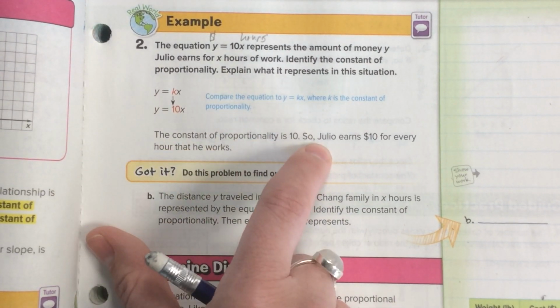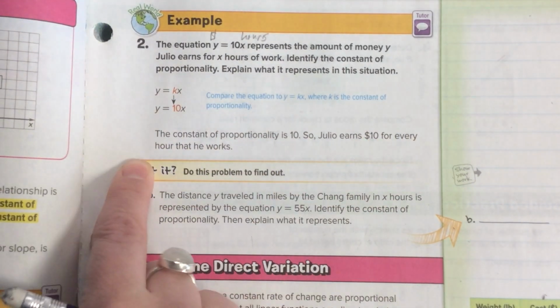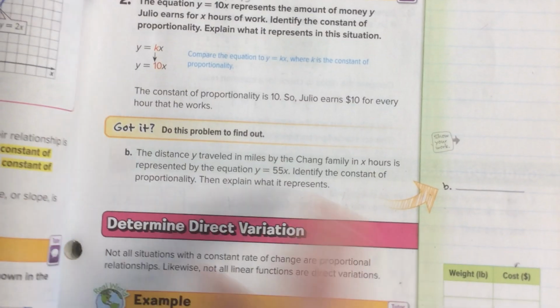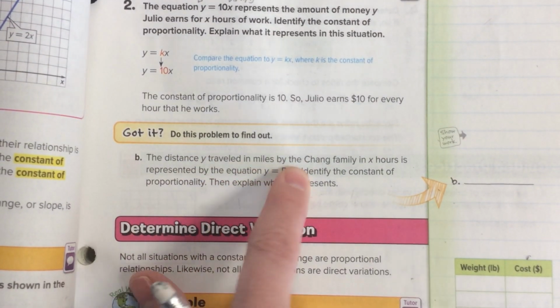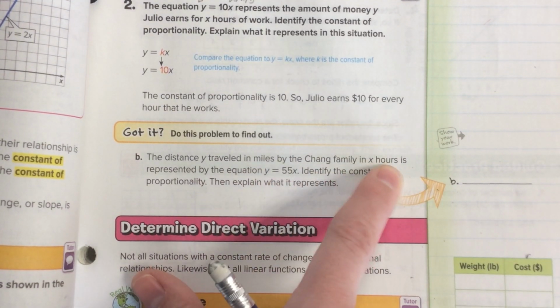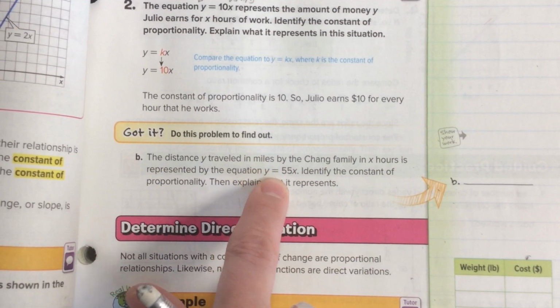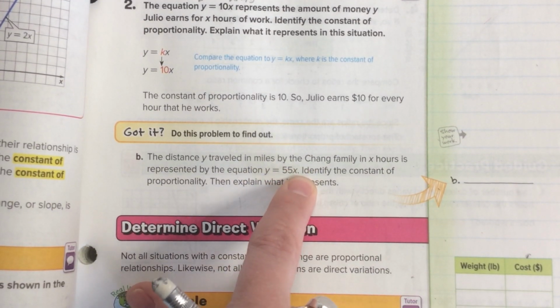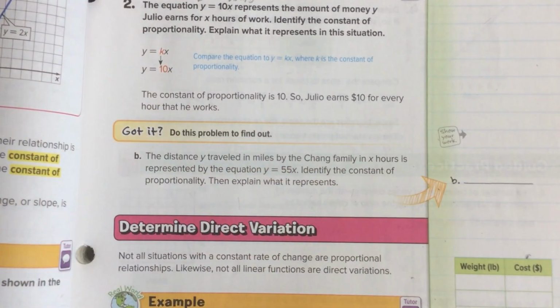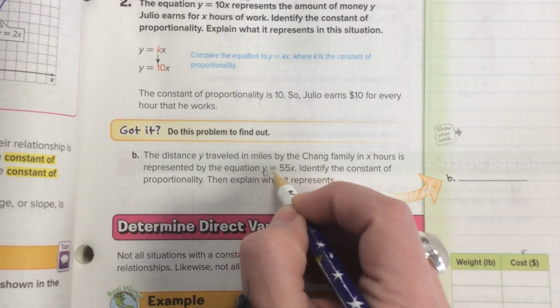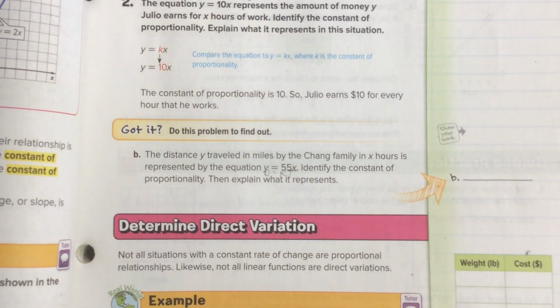So the constant of proportionality: Hurley earns $10 for every hour that he works. Okay, so I told you these equations were coming. The distance y traveled in miles by the Ching family in x hours is represented by this equation. So again, distance equals rate times time. And that's a formula you're actually going to use in science quite a bit. Distance equals rate times time.